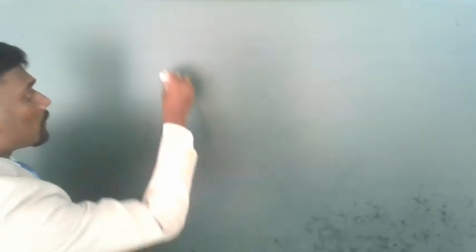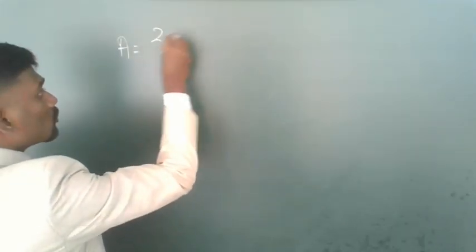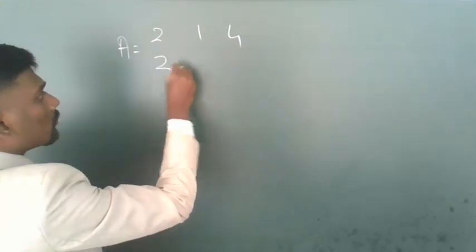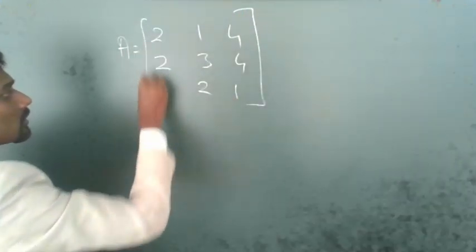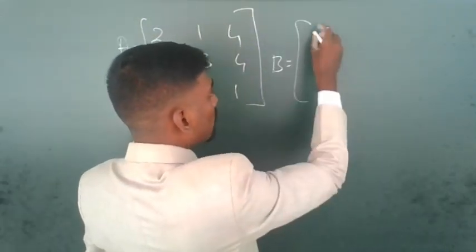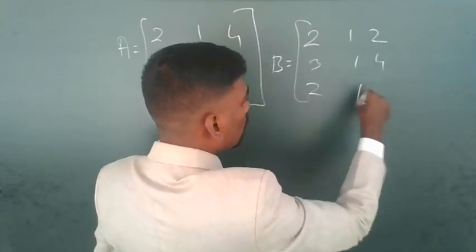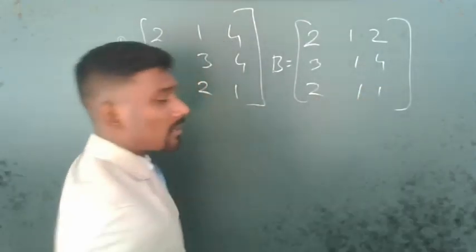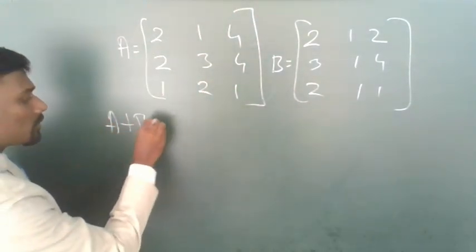Now, after this what is going to happen? We just saw 2 cross 2 matrices. Suppose I give a 3 cross 3 matrix A: 2 1 4, 2 3 4, 1 2 1. This is 3 rows and 3 columns. And this is B: 2 1 2, 3 1 4, 2 1 1. This is also 3 cross 3. Now if I ask you, what is the value of A plus B?